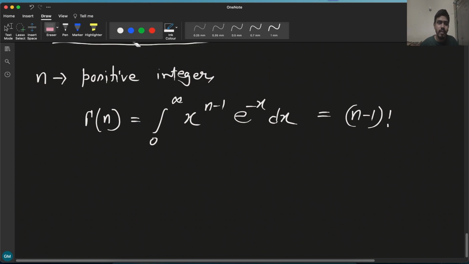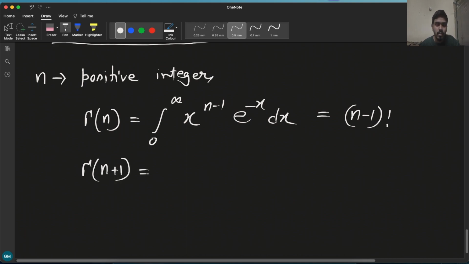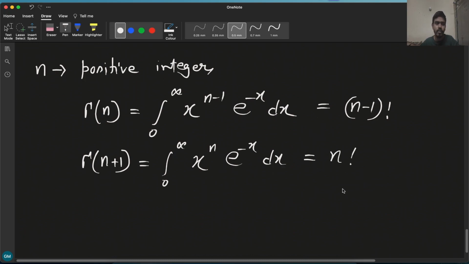So for integer values, if n is a positive integer, in that case gamma n is the same as (n minus 1) factorial. So this is how these gamma functions are related to the factorials. Similarly, gamma (n plus 1), which is the integral from 0 to infinity of x to the power (n plus 1 minus 1), that is nothing but x to the power n, e to the power minus x dx, which equals n factorial.